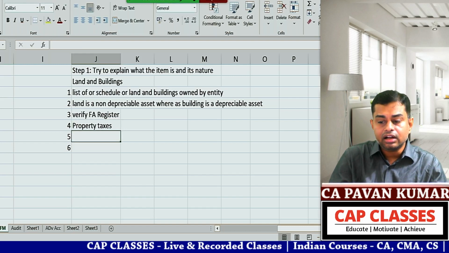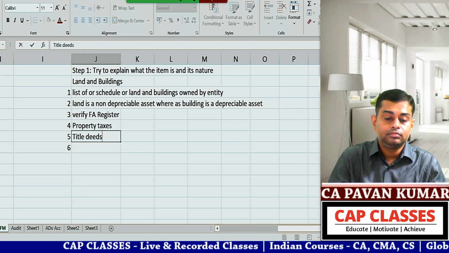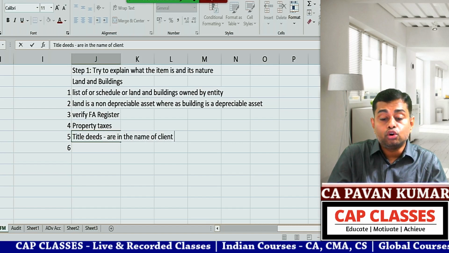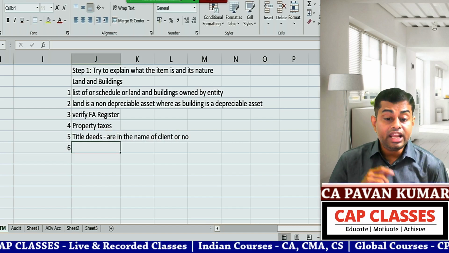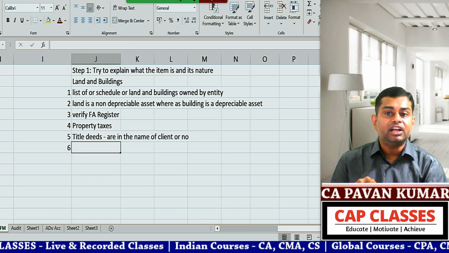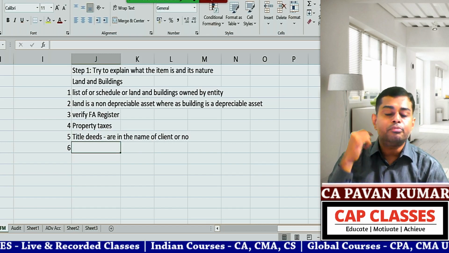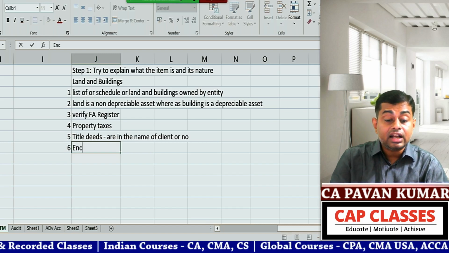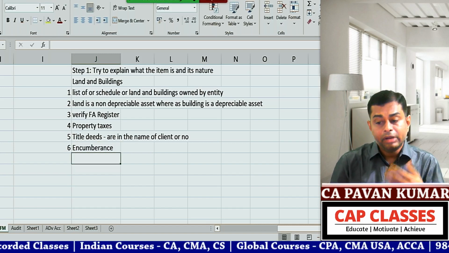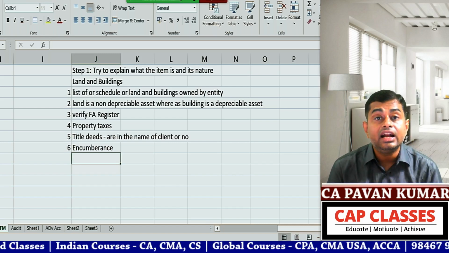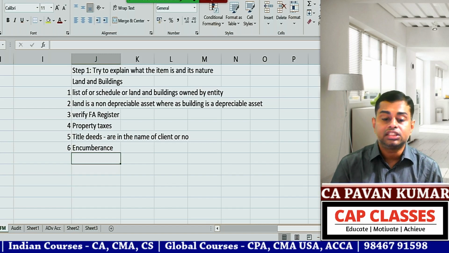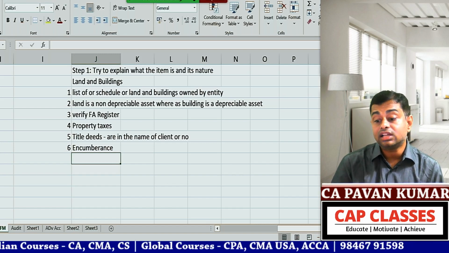But before that, title deeds. Yes, sir. Title deeds. Whether title deeds are in the name of the client or not. If title deeds are not in the name of the client, it will be leasehold property. Then you will verify encumbrance. Means mortgage. If you have put this land and building up as bank security and you have taken a loan, that is mortgage. Encumbrances are to be verified.